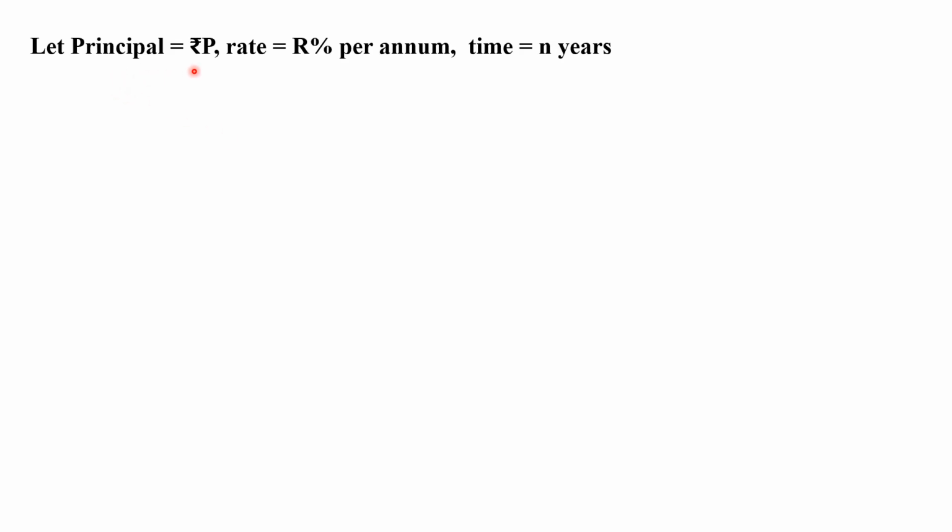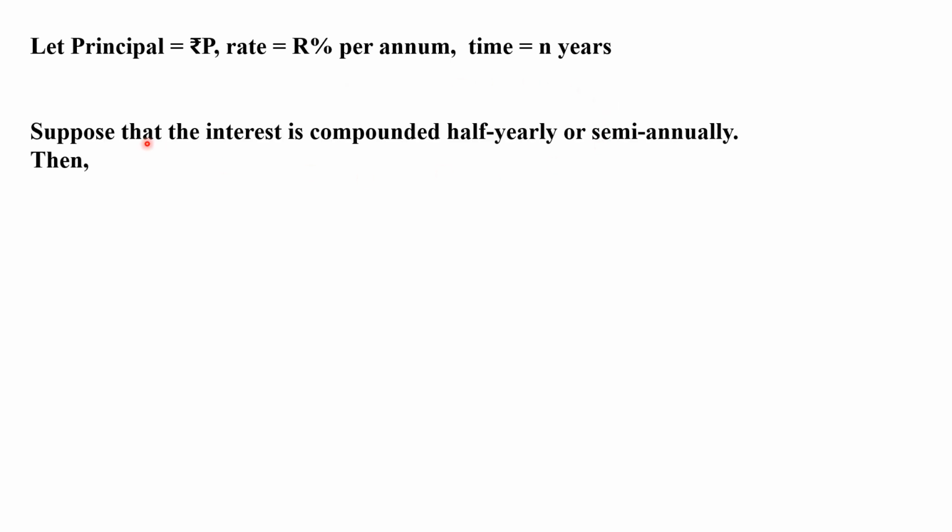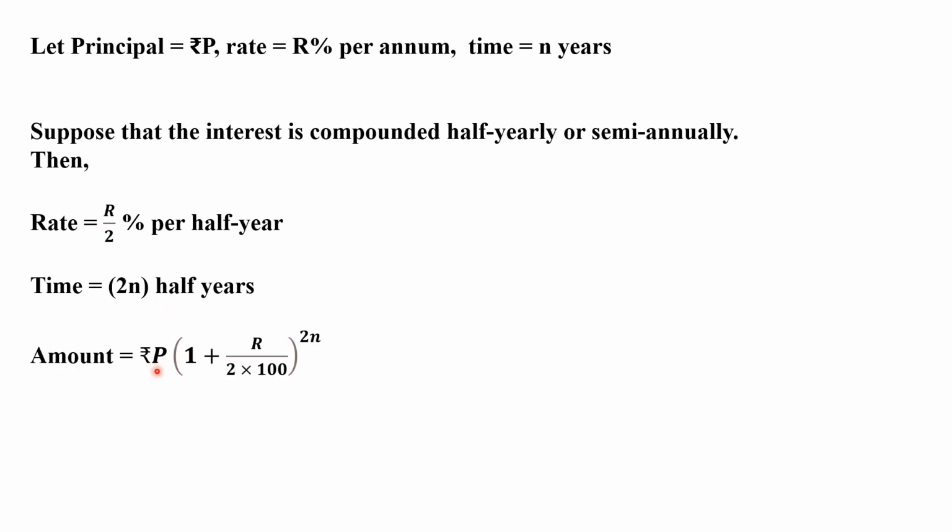So let principal be P rupees, rate R% per annum and time N years, and you have to find the interest compounded half yearly or semi-annually. In that case, rate will be R by 2% per half year, time will be 2N half years, and amount will be P times (1 plus R by 2 into 100) whole to the power 2N. So why will the rate become R by 2?